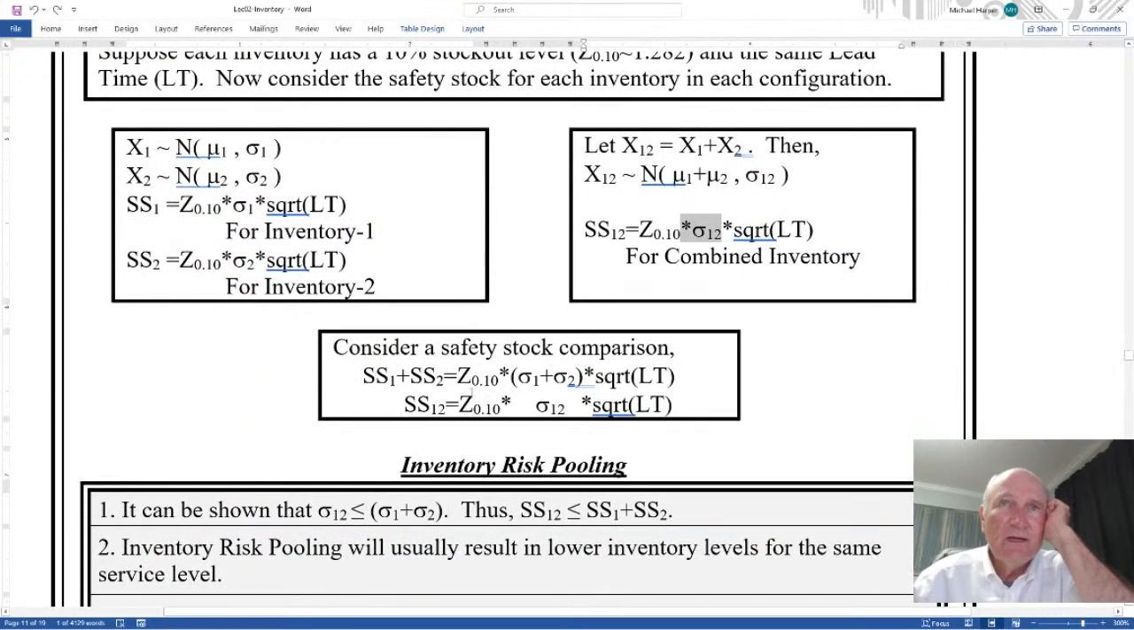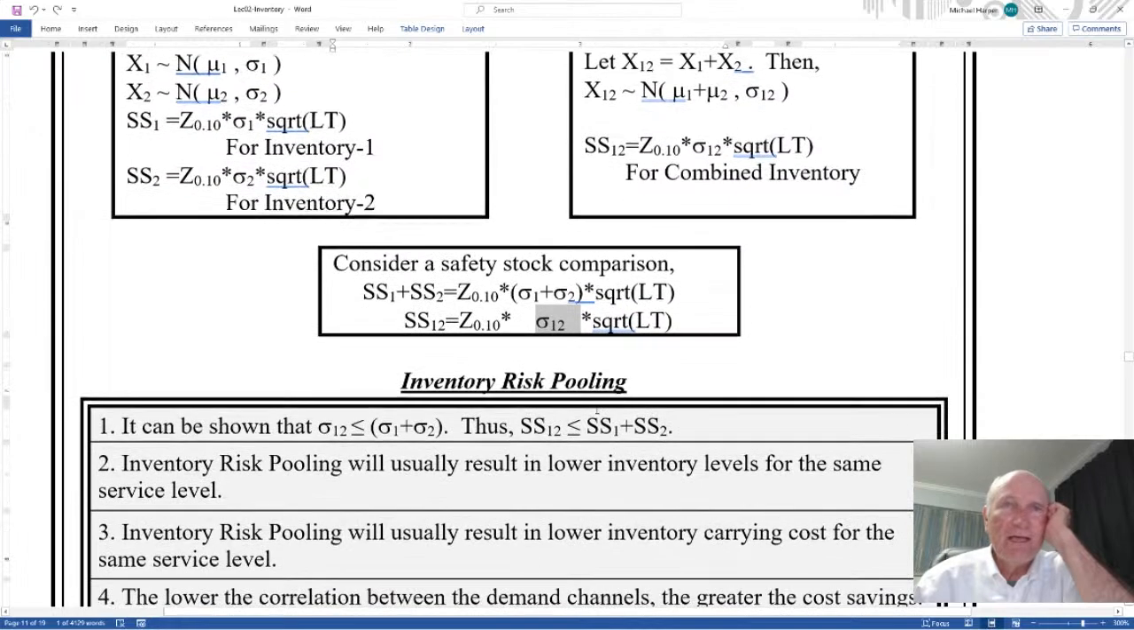So consider a safety stock comparison between sigma 1 and sigma 2. You add those two together because both of these represent your safety stock, and the combination here, sigma 1,2, because that's the only difference between your safety stocks. Okay? It can be shown that sigma 1,2 will always be less than or equal to the sum of the two. Therefore, this safety stock will always be less than the sum of the two.